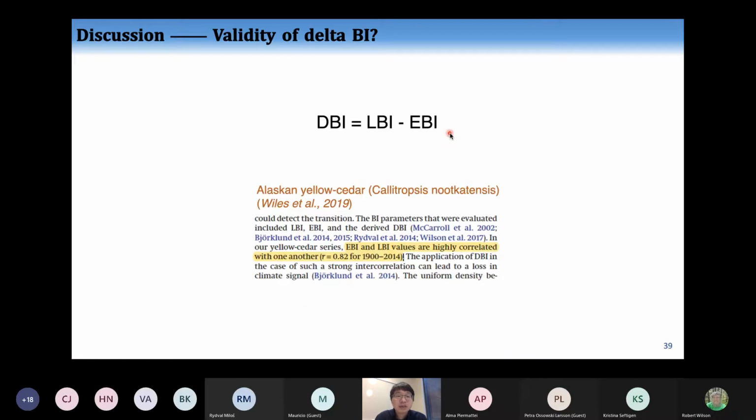there are always exceptions. For instance, for the Alaskan yellow cedar, the authors were not able to present a good delta blue intensity chronology because they found that early wood BI and latewood BI values are highly correlated, with a correlation higher than 0.82. So in this case, by differencing the two parameters, we filter out the climate signals that would be retained in the delta blue intensity data. So I would suggest checking the climate sensitivity of delta blue intensity data each time we want to use this parameter.